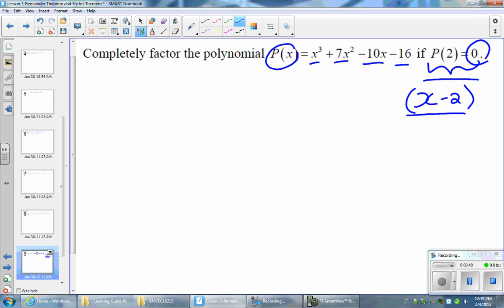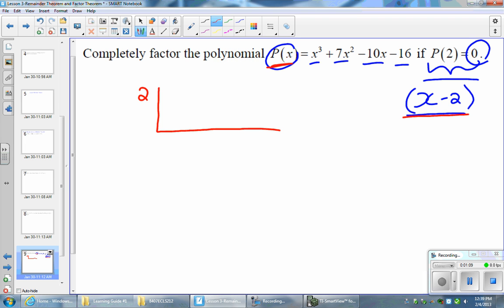And one way to do that is to take p of x and divide by x minus 2 using synthetic or long division, whatever you're most comfortable with. So set up your division as follows. I'm going to use synthetic division in this example. Positive 2 comes out front, and what goes inside are the coefficients of your terms of p of x.